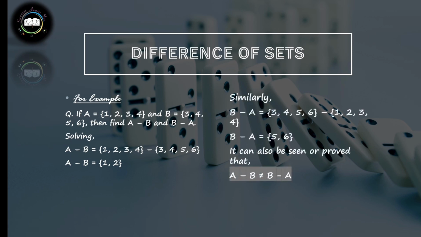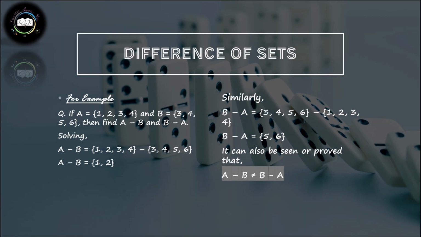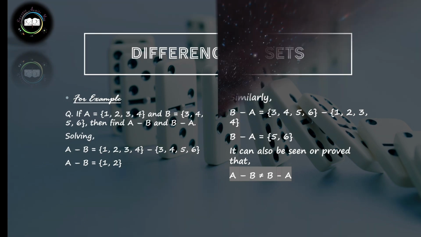Solving for A minus B, we will write both sets and use the minus sign in between. The common elements will be eliminated and only the remaining ones in set A will be our answer, that is {1, 2}. Similarly, for B minus A, we will first write the set B, and then set A, eliminate the common ones, and this time our answer will be the remaining part of set B, that is {5, 6}. It can be noted that A minus B is not equal to B minus A.